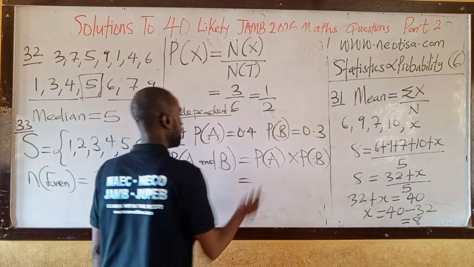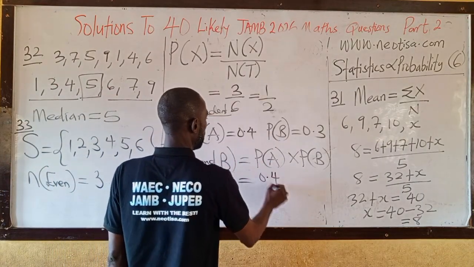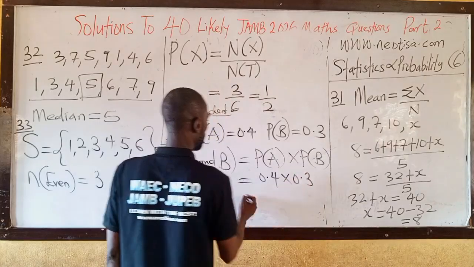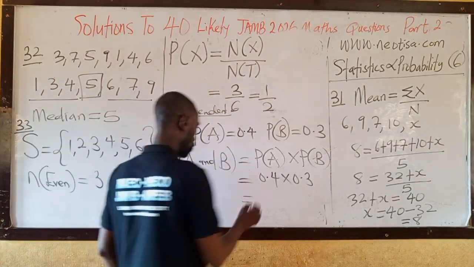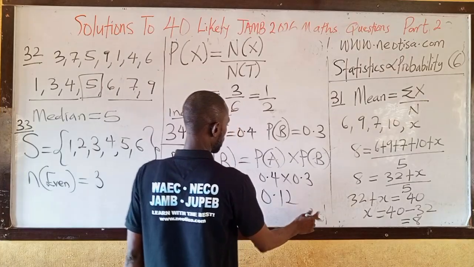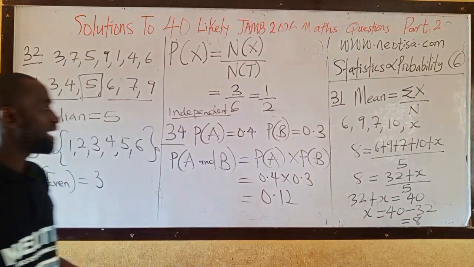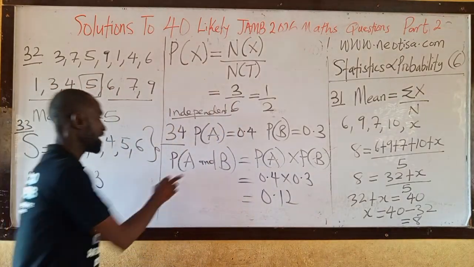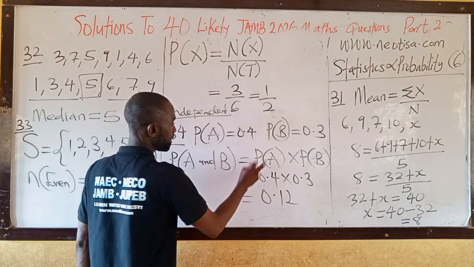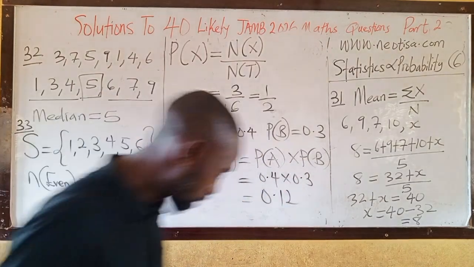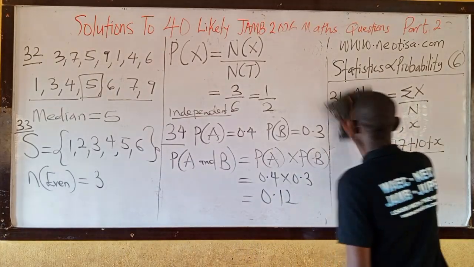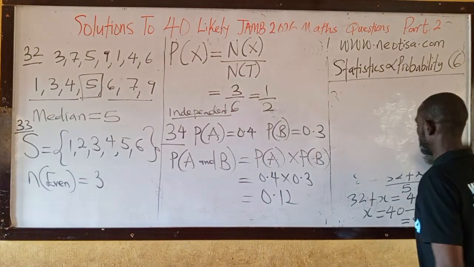So what do I have? Probability of A is 0.4 times what now? 0.3. That gives us 0.12. If A and B are independent, probability of A and B will be equal to probability of A times probability of B. Question 35.